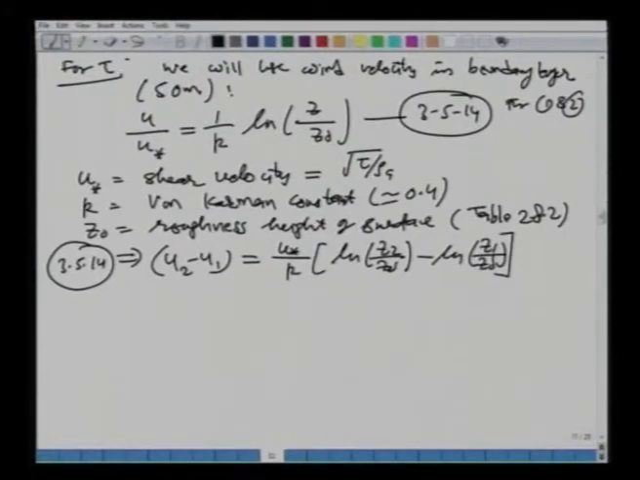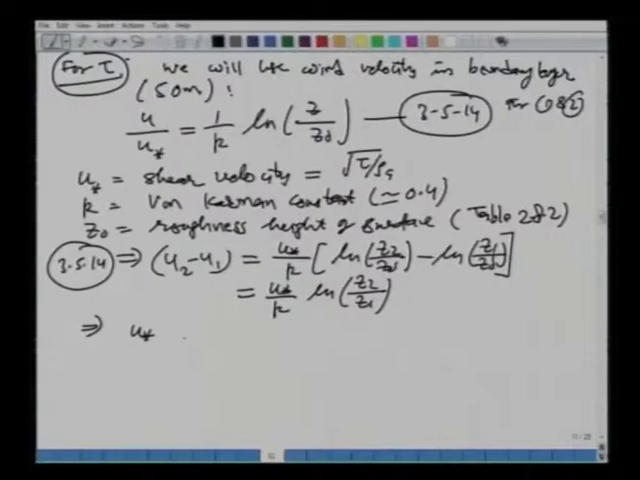It should be very easy to see. I have directly applied that equation. You can simplify that and it will be u star over k times natural log of z2 over z1, z naught will cancel out. Remember, we are doing all this because we want to estimate tau, the momentum flux, and that tau is hidden in the u star. u star is equal to square root of tau over rho a. So, this u star then is equal to k times u2 minus u1 divided by natural log of z2 over z1.